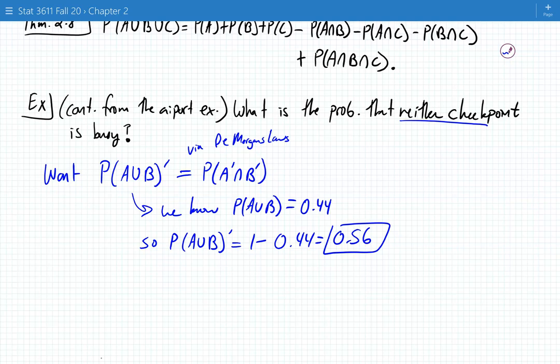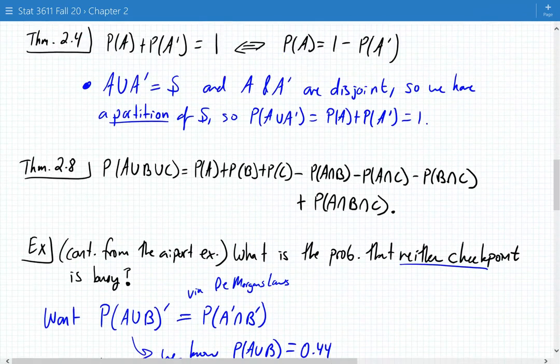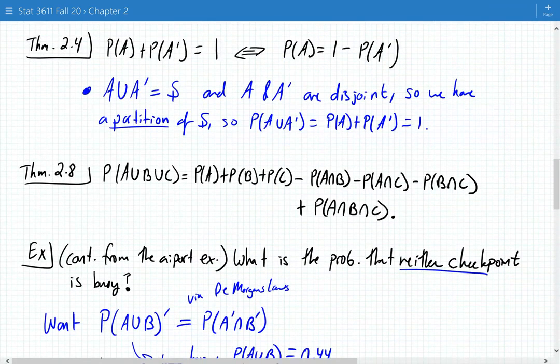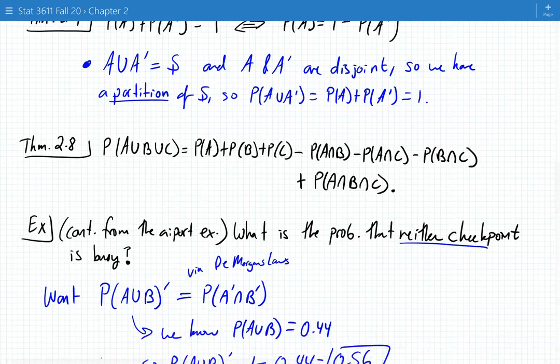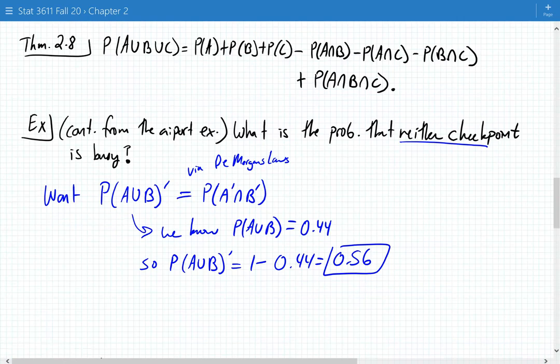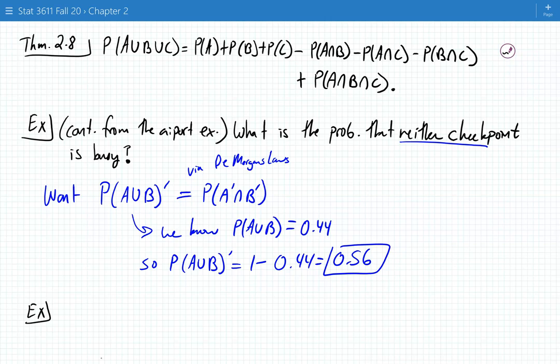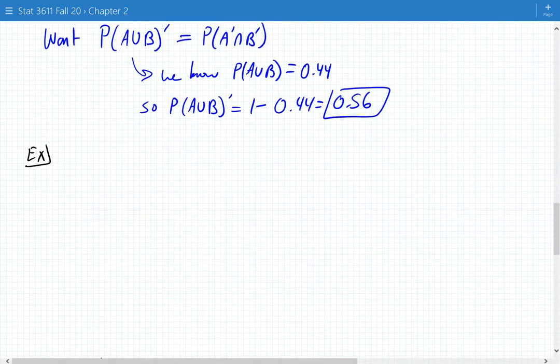All right. Neither checkpoint is busy. The opposite of that is at least one of them is busy. We know that probability. It's the complement, so we can do 1 minus that. So there's that, and that uses theorem 2.4. The last example we'll do here is going to use theorem 2.8. Sure, that's not a big surprise to anyone. I'm going to go ahead and write this out. This one's got a bit of a setup to write down, and then we'll maybe scroll back up so we can look at using that theorem.